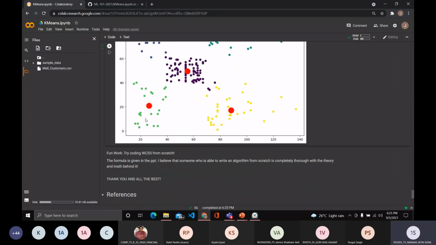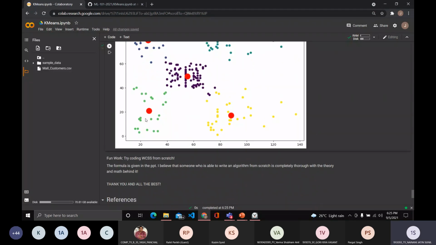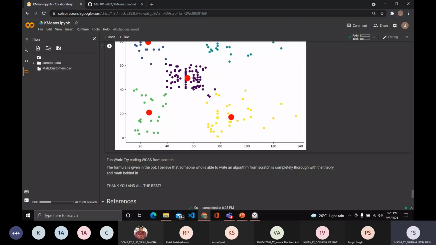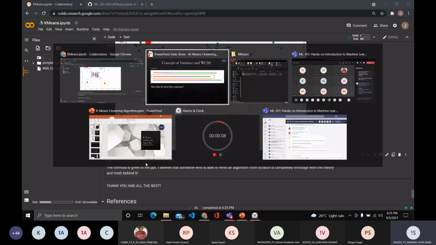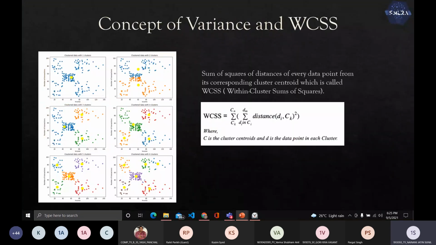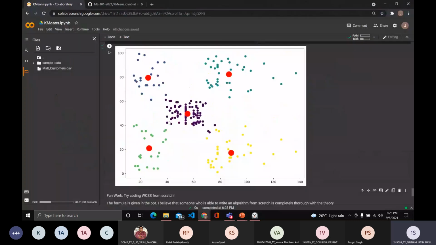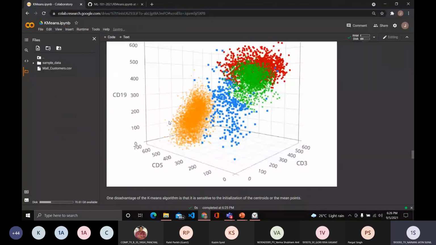Now we have done everything except the WCSS part from scratch. So a fun homework for you guys would be to code the WCSS. You already have the formula here, I believe. Yeah, this is the formula. A fun home activity would be to code this from scratch. You can refer to all of the other from scratch code here.